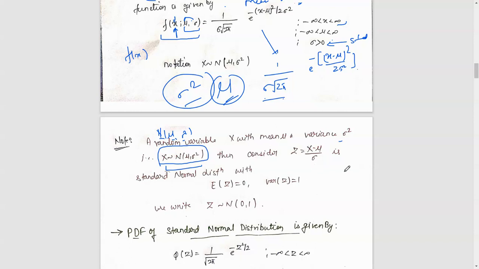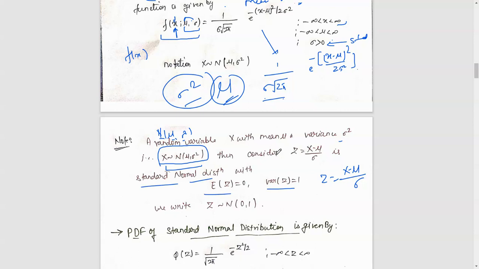Now consider something called z, which is equal to x minus mu upon sigma. Whatever this quantity x minus mu upon sigma is, we denote it by z. This is sigma, not 6. You can see that this z is a standard normal distribution with mean 0 and variance 1. Let's see what this means.